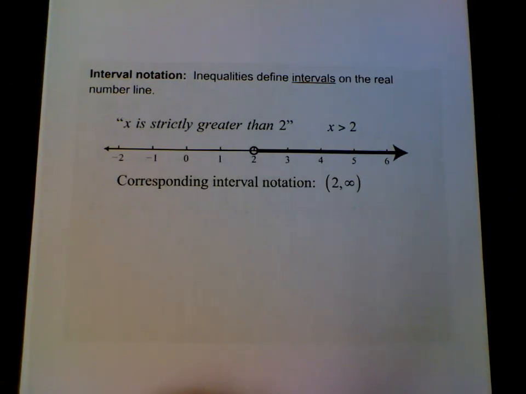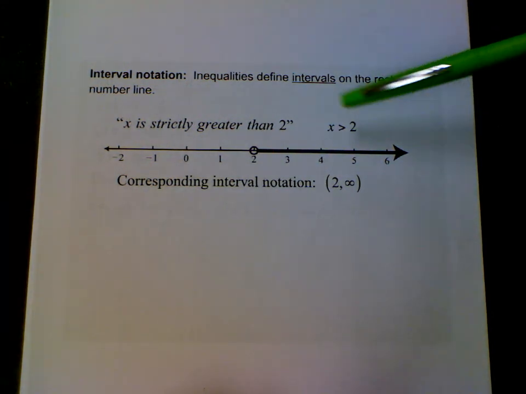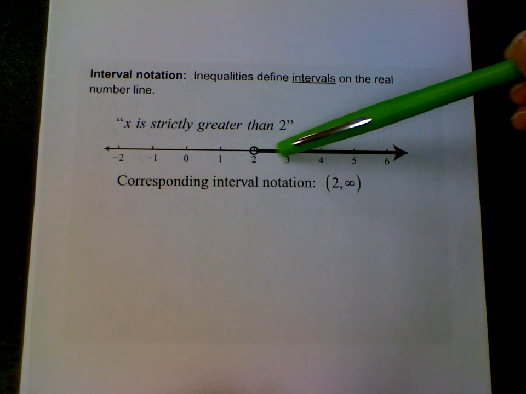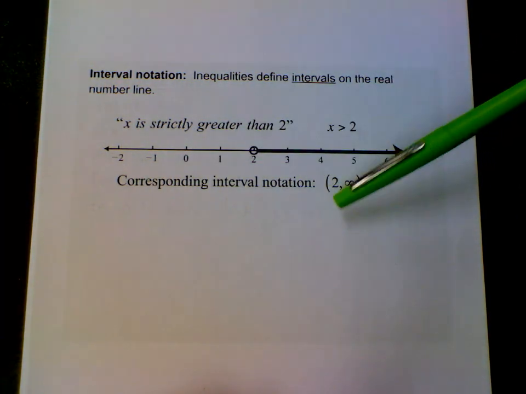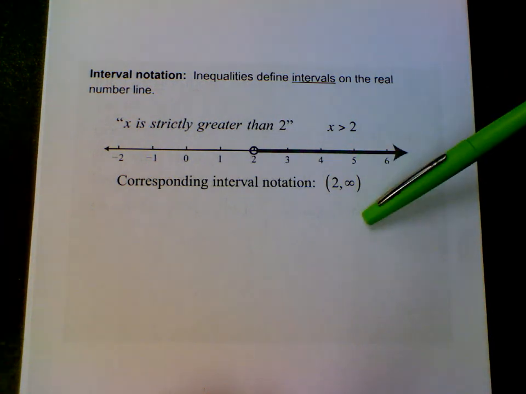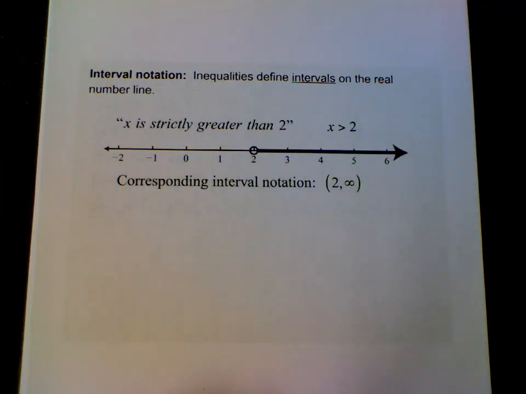Interval notation is the one we'll actually use more commonly. Inequalities actually define intervals on the real number line. So if I tell you that x is strictly greater than 2, we could write x is greater than 2. Or on the number line, we would have an open circle on 2, arrow going to the right. The interval notation for that is parentheses, 2 comma infinity, parentheses. Because we start at 2, we go on to infinity, and we don't actually include either of those.